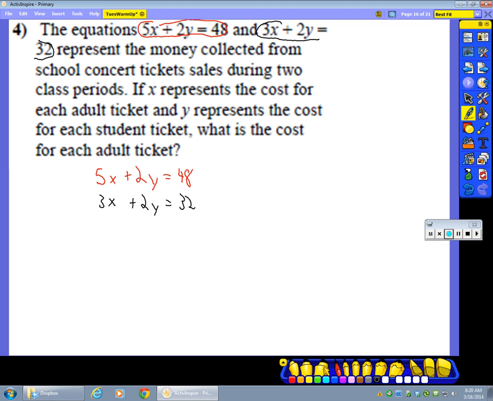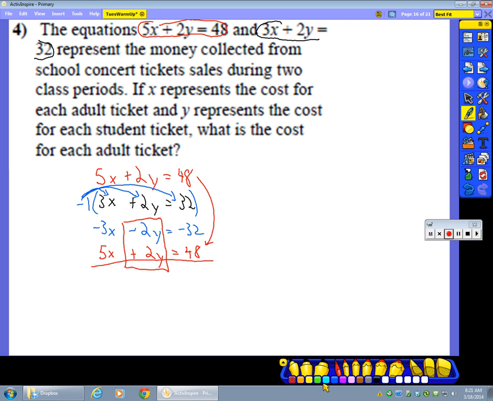This is one of those equations where it is easier to use elimination or combination. I'm going to multiply the whole second equation by a -1, and you'll see why in a second. So that will give me a -3x and a -2y and a -32. And then I'm just going to bring the second equation down. So we have 5x plus 2y equals 48. See, because what I did is I made opposite y variables right there. So those will cancel out.